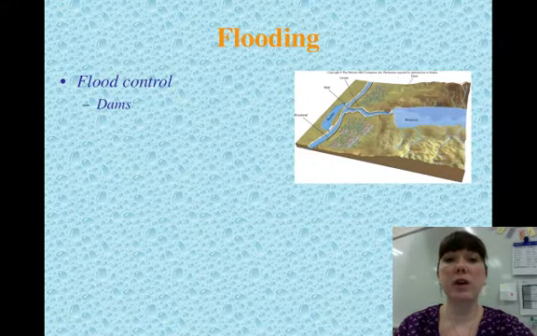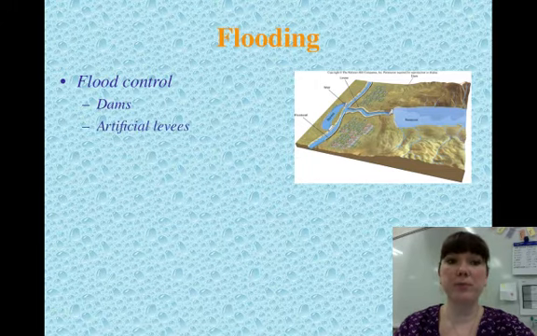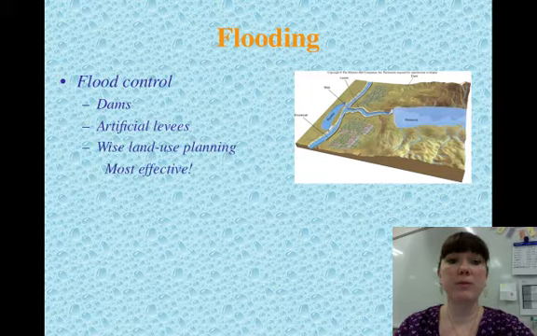There are a few different ways that we try to cope with and control flooding. One is dams, which are designed to trap floodwaters in reservoirs upstream and release it gradually over time. Another is artificial levees, which are designed to increase the capacity of a river channel. These tend to work well until a stream overtops the raised levees, leading to extremely rapid flooding and erosion.